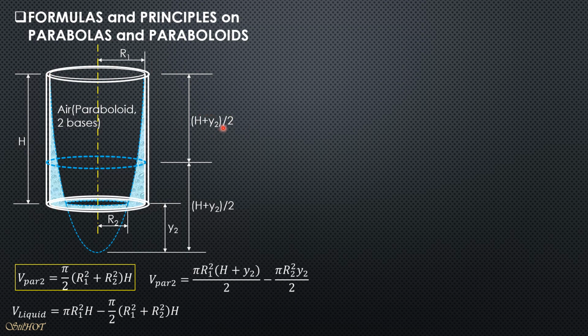So this principle is only true when the paraboloid that forms is within the parent right circular cylinder. If it goes beyond, below, or above, then this principle does not apply anymore. So that's not true anymore. So I hope you got it and remember that principle.